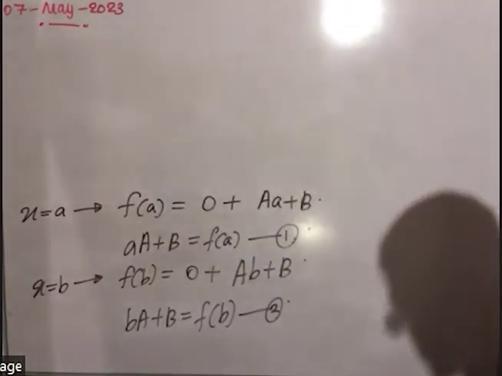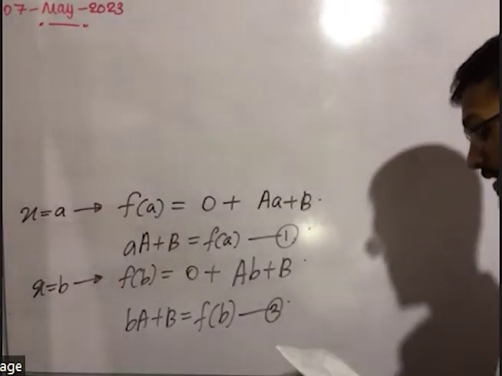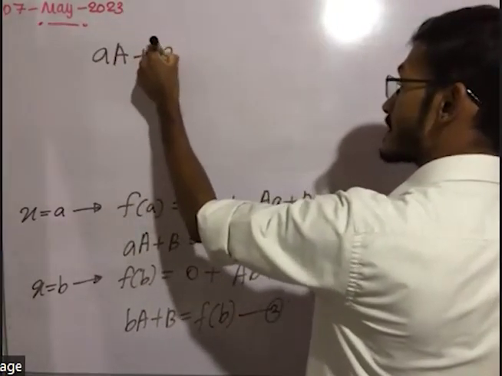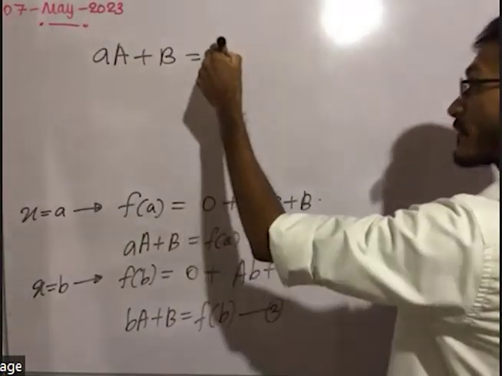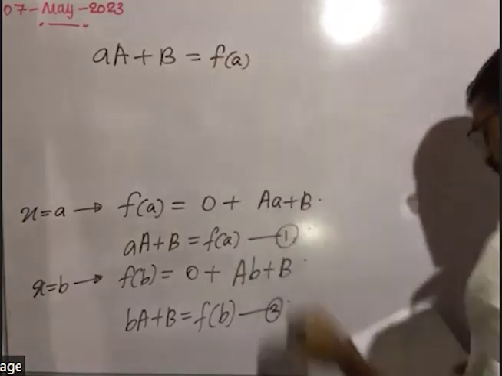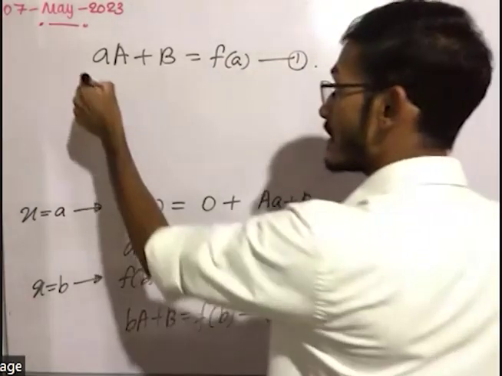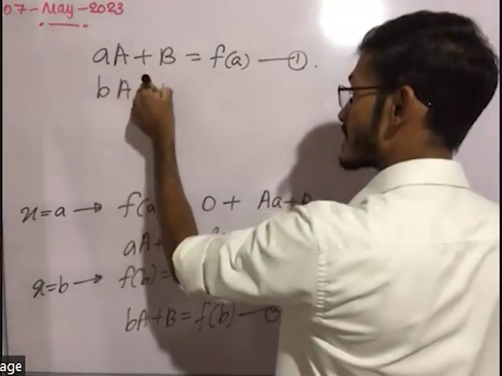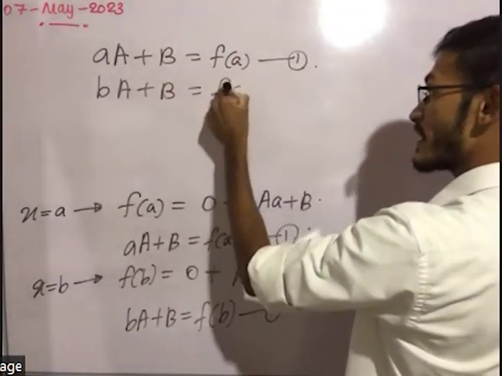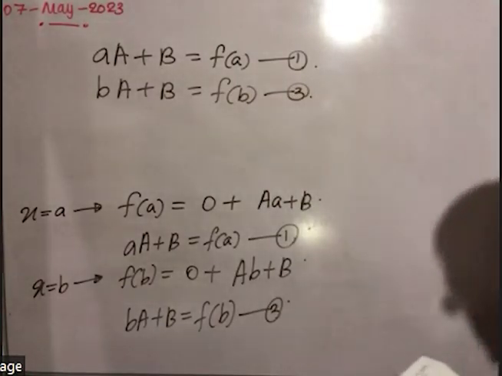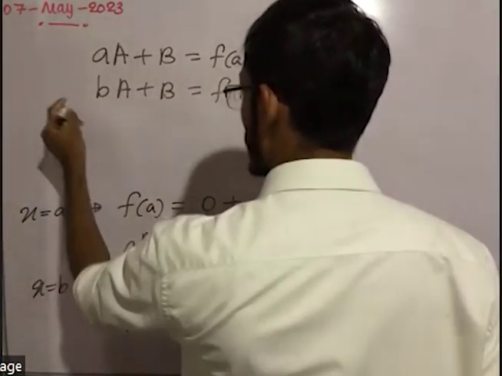Right. So first I will take the first one, small a into capital A plus B. This is equal to f(a). This is number 1. Then the second one, small b into capital A plus B. This is equal to f(b). This is number 2. Right. So now you can subtract these two.